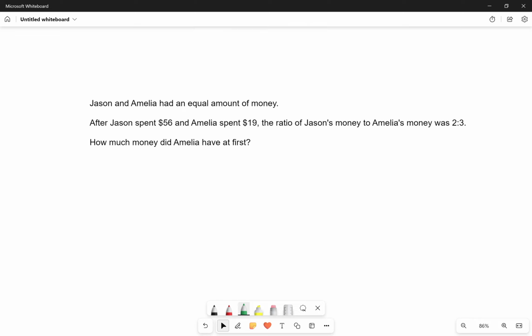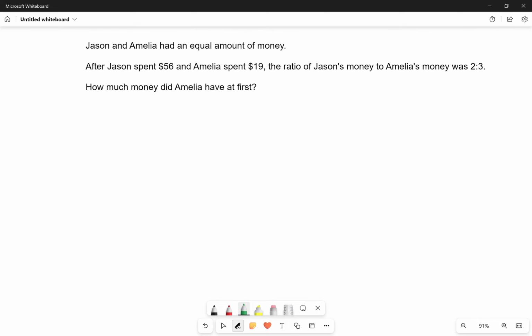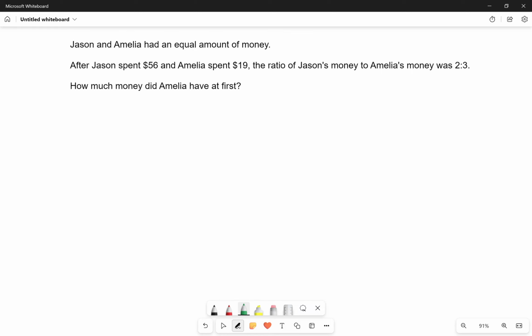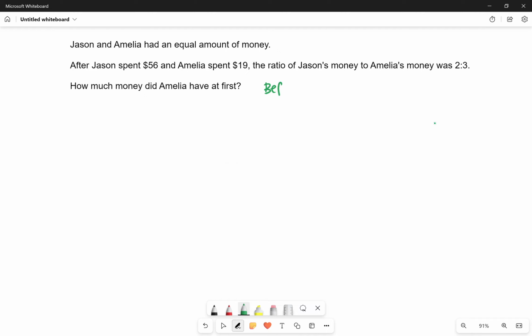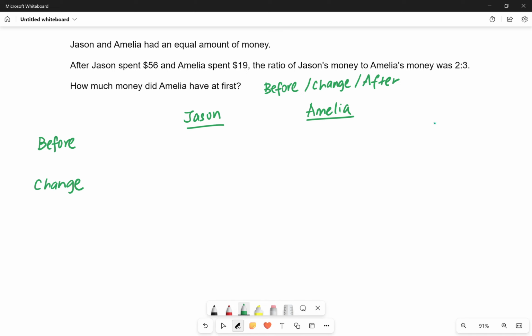Now let's move on to the algebra approach, which we can also use to solve the same question. For the algebra approach, we can put the details here into a before, change, and after format. By first of all writing down the names of both Jason and Amelia, and then putting the before, change, after into the first column. Now what do I mean by before, change, after?